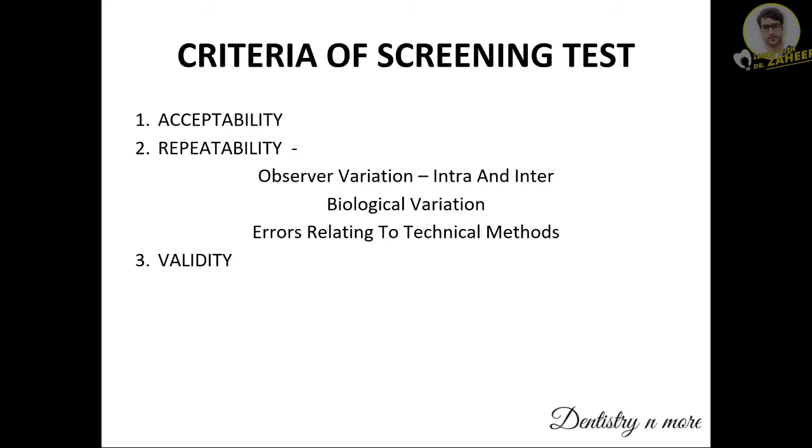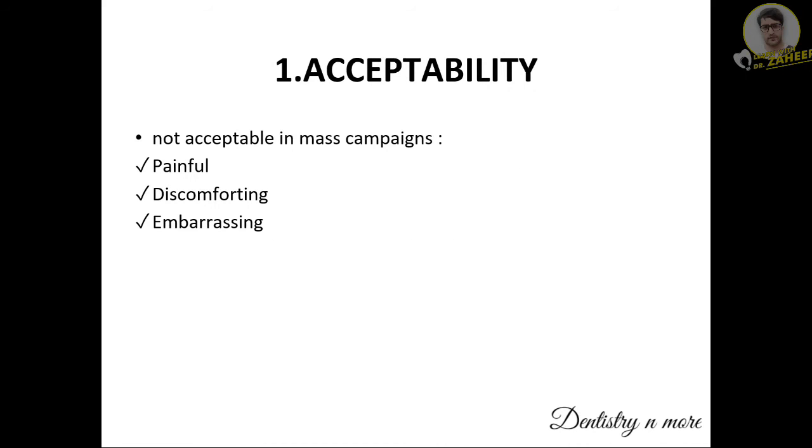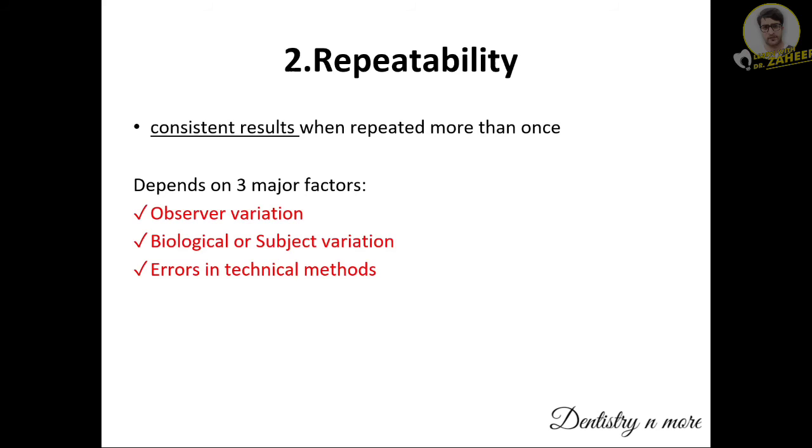So what are the criteria of a screening test? The three criteria are acceptability, repeatability and validity. Acceptability is that it should be very acceptable for the people. Repeatability is consistency, and validity is accuracy. Acceptability, it should not be painful, discomforting or embarrassing for the people.